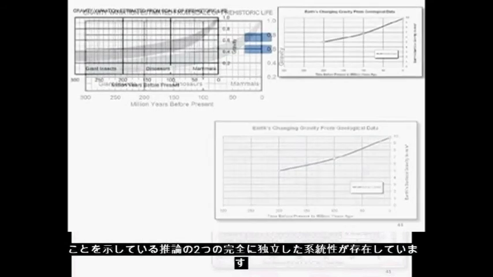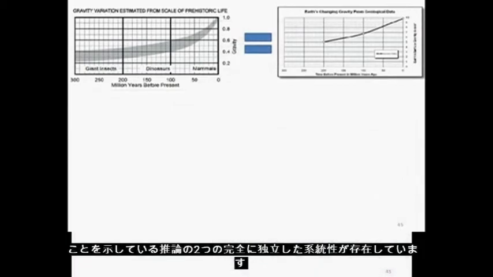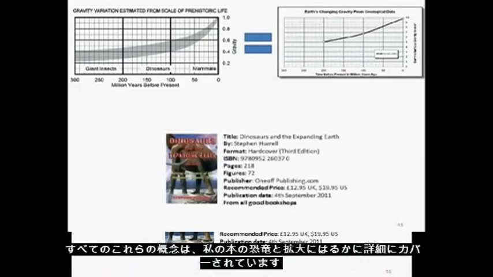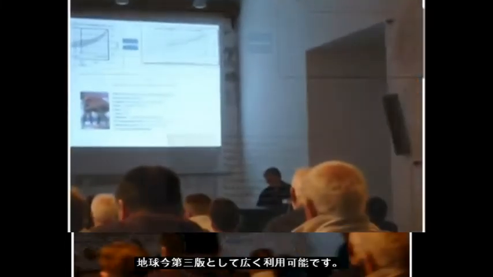There are therefore two completely independent lines of reasoning which indicate that the Earth has expanded in size and mass to increase its gravity. All these concepts are covered in much more detail in my book Dinosaurs and the Expanding Earth, which is now widely available as a 3rd edition.